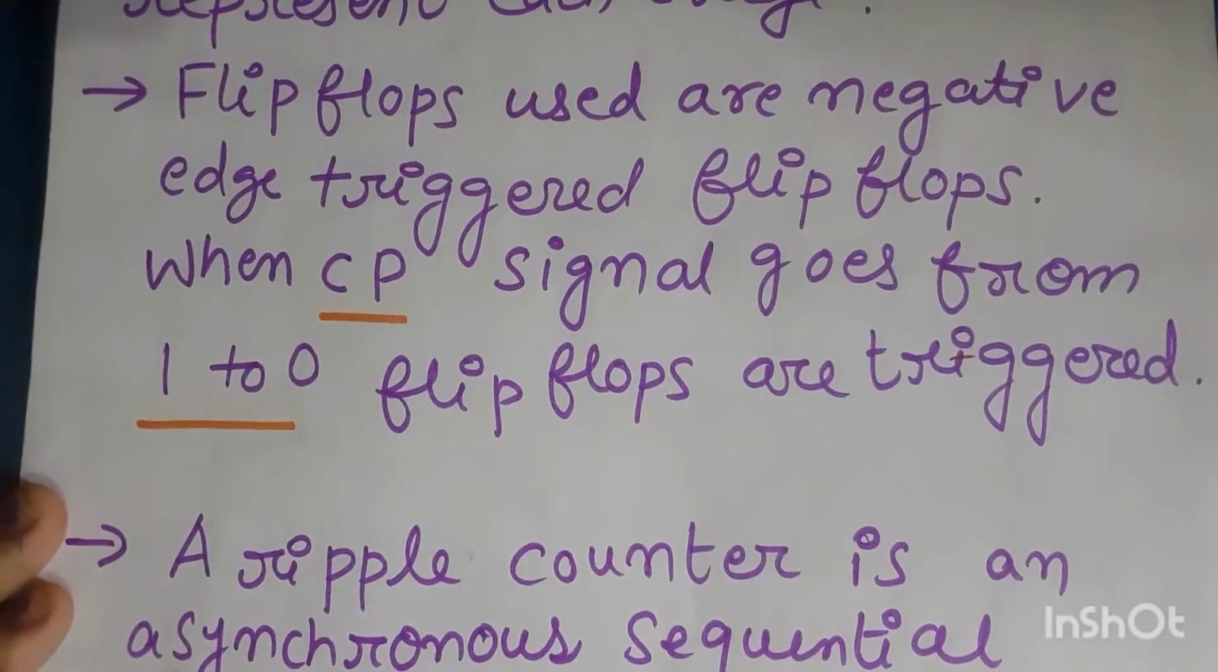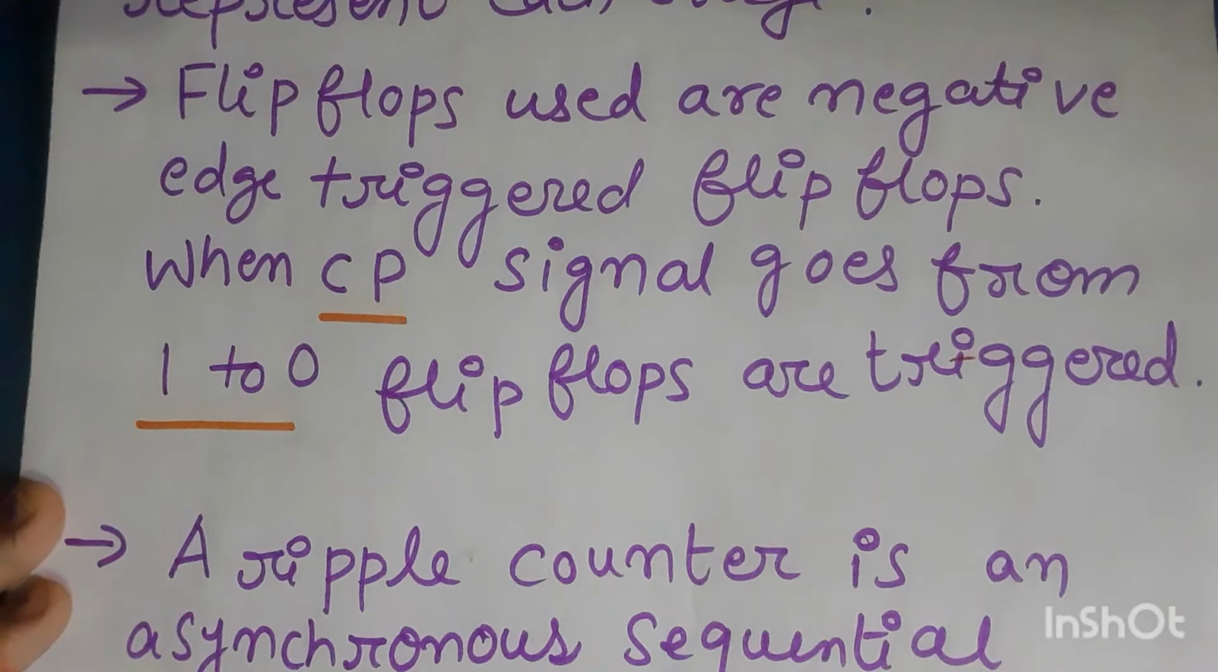Now, the flip-flops which are actually used are negative edge triggered flip-flops. What is negative edge triggered? When the count pulse goes from 1 to 0, when the transition happens from 1 to 0, only then are the flip-flops triggered. CP stands for count pulses, or you can use it for clock pulses also. When the transition happens from 1 to 0, flip-flops are triggered.